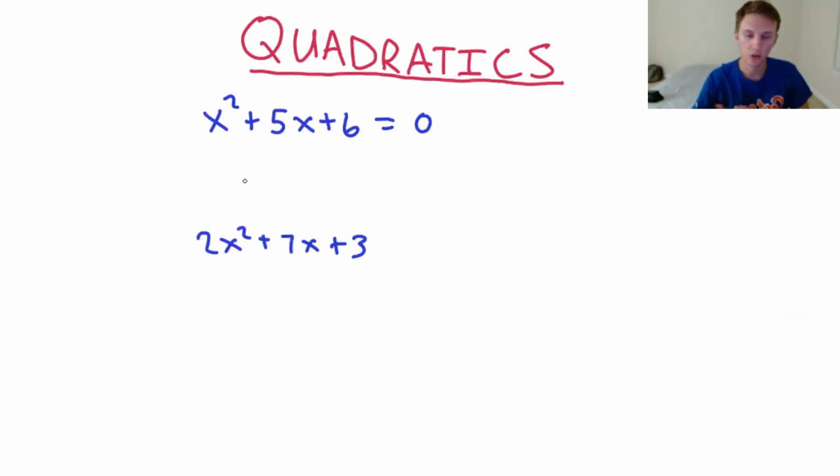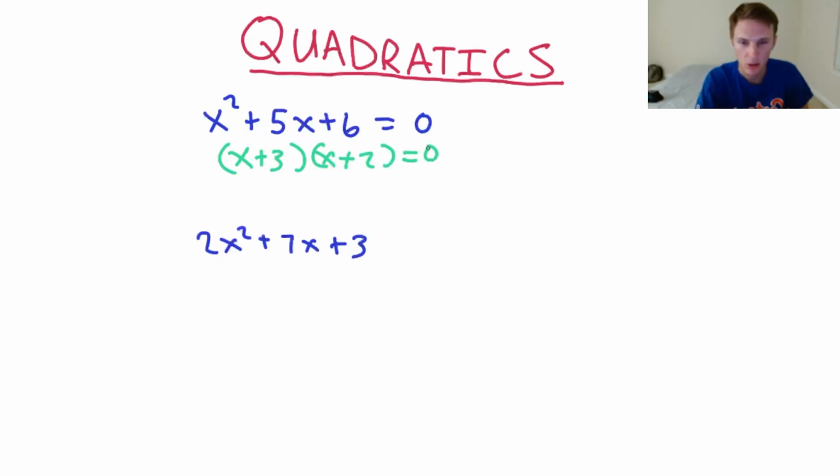So in addition to those formulas, you should know how to factor quadratics and then use that to solve them. With this one right here, you need to look at, okay, what number multiplies to 6 and adds to 5? That's going to be 3 and 2, because 3 times 2 is 6 and 3 plus 2 is 5. And then you're going to write it like this: x plus 3 times x plus 2 equals 0.